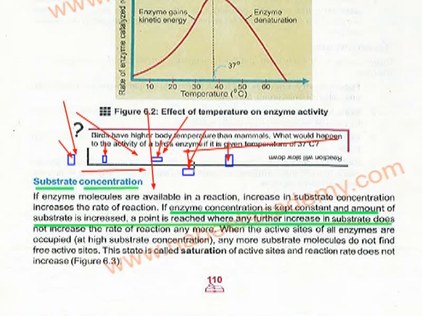Why? Because the active sites of the enzymes are already bound and they are working, so they are already occupied. Any more substrate molecules do not find free active sites. This state is known as saturation. This state is called saturation of active sites, and the reaction rate does not increase. So in the previous factor we studied the denaturation of the enzyme, and now we are explaining the saturation of the enzyme.